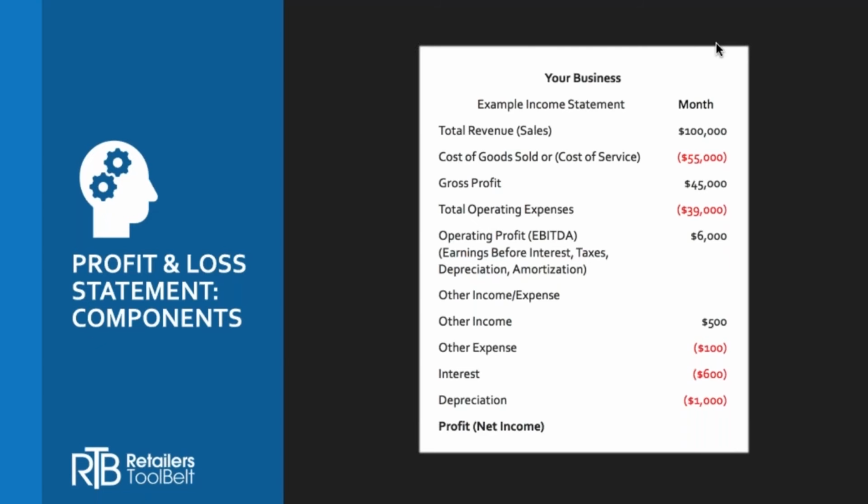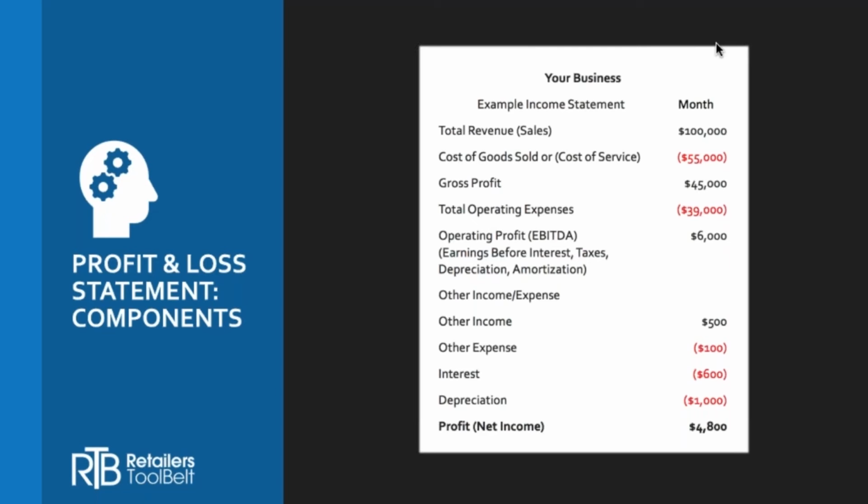And let's say that depreciation is $1,000. So the true profit, the net income, what you are left with in a specific month is $4,800, which is not bad. It's a profit, it's a gain, much better than a loss. So this is high level.